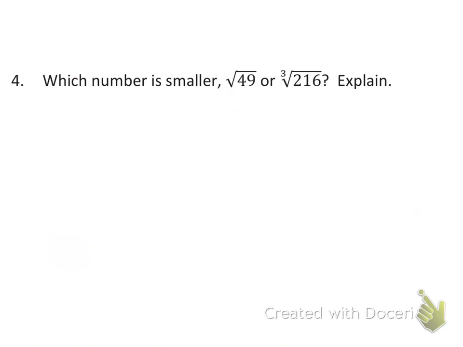Okay, let's continue. Number 4: which number is smaller, the square root of 49 or the cube root of 216? Again, I want to find the equivalents of these. 49 is a perfect square. 7 times 7 is equal to 49, so the square root of 49 is 7. The cube root of 216, I'm going to have to think about a little.